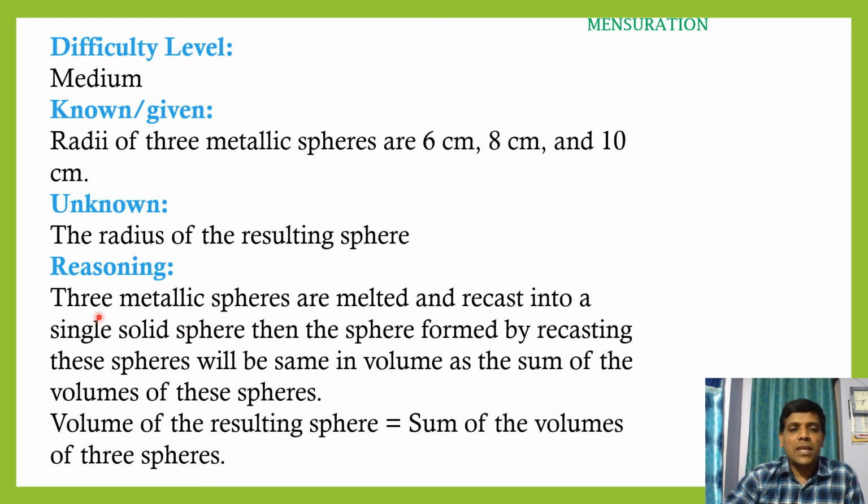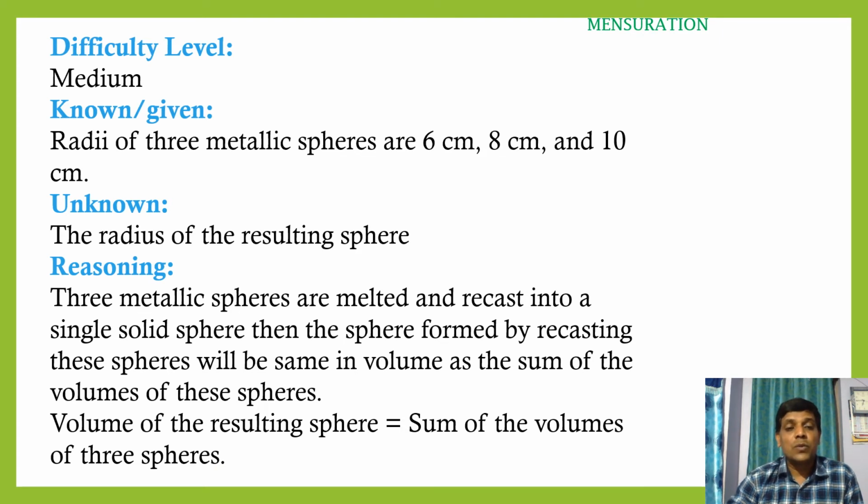Reasoning. Three metallic spheres are melted and recast into a single solid sphere. Then the sphere formed by recasting these spheres will be the same in volume as the sum of the volumes of these spheres. Now what do you observe? The volume of the resulting sphere, or the large sphere, is equal to the sum of the volumes of the three small spheres. Is that clear?